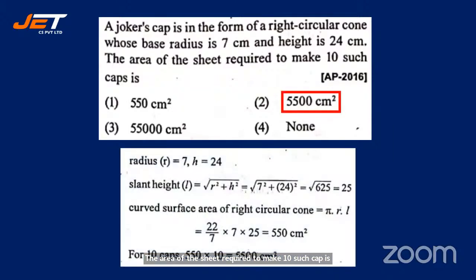All right, see the answer. The radius is 7. That's what they've given. Height is 24. What is the slant height? Root of r square plus h square. So which is nothing but root 625. And when it comes out of the root, it becomes 25. All right. Curved surface area of the right circular cone is pi r l. What is pi? 22 by 7. What is r? 7. What is l? 25. So which is 550 centimeters square. This is for 1 cap. And how about for 10 caps? It would be 10 into 550, which is 5,500 centimeters square. All right, students. So I'm sure you would have understood this.